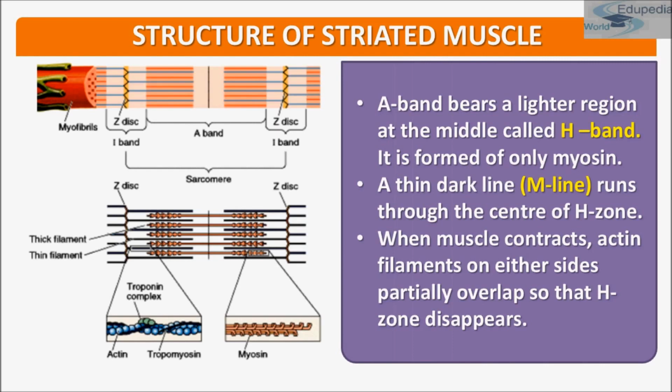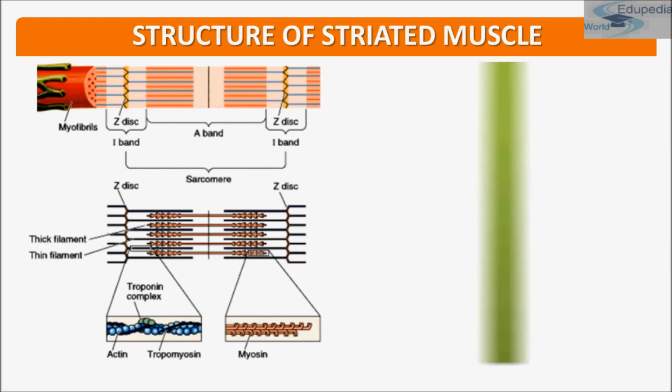The A band bears a lighter region at the middle, which we call the H band. It is formed of only myosin. A thin dark line, the M line, runs through the center. When the muscle contracts, actin filaments on either side partially overlap so that the H zone disappears. That means this zone disappears, and when they slide over each other, the Z zone disappears. So this is how it works.